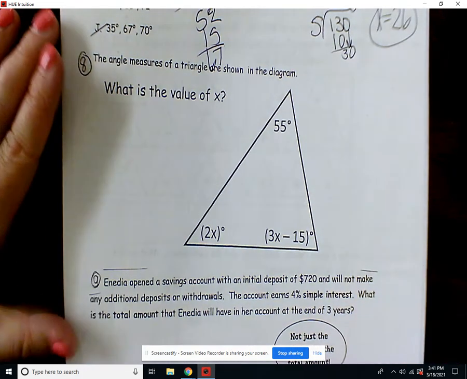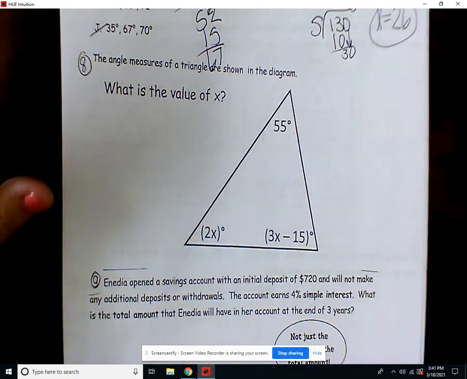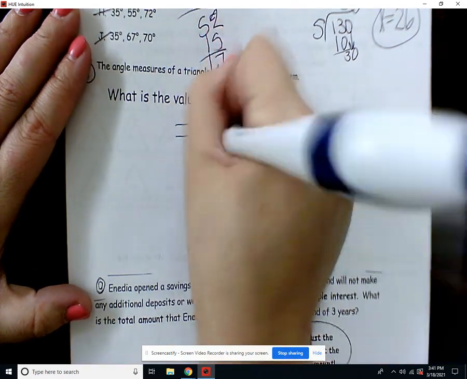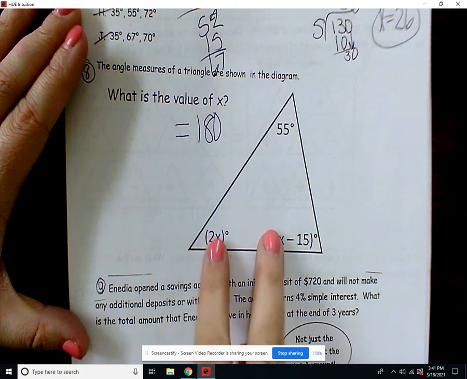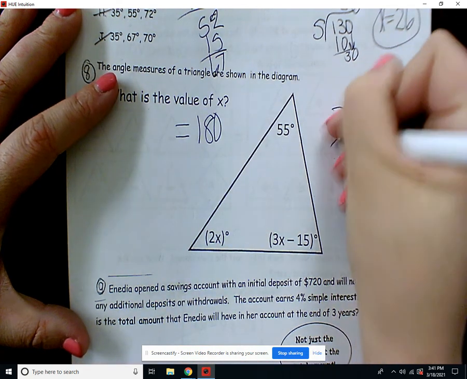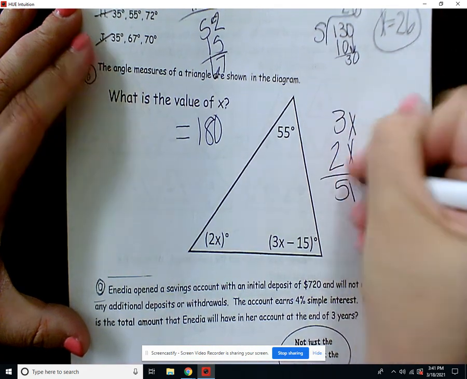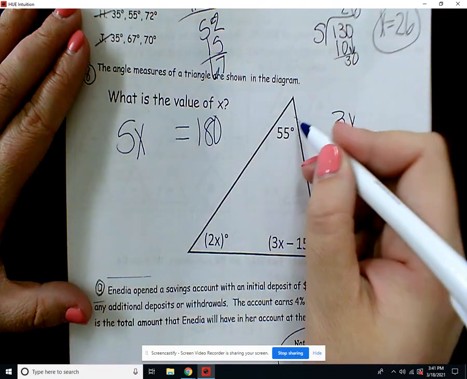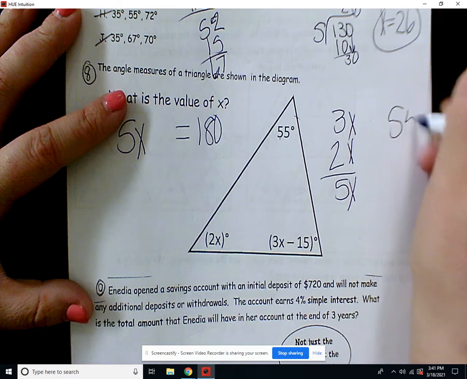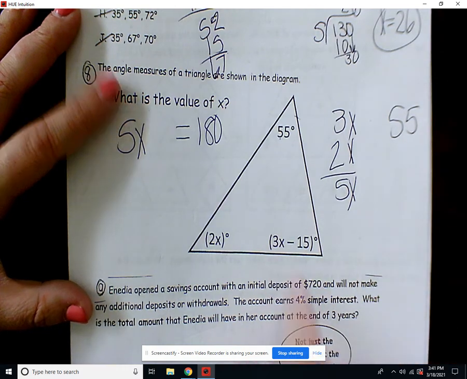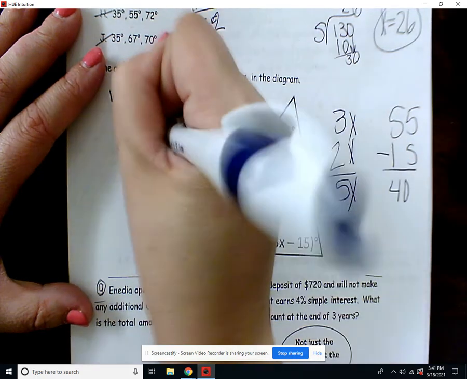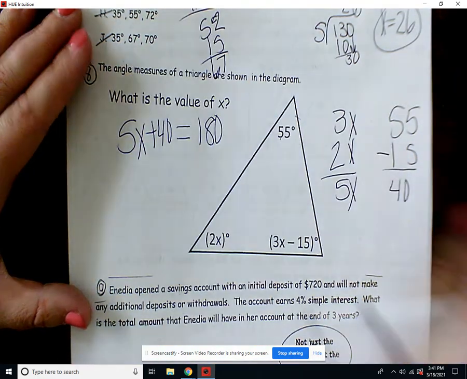Okay, 8, what is the value of x? So we just want to know what x is, not the angles. So again, a triangle equals 180. We add our x's, again, 3x, 2x, which makes 5x. And then we're going to add our numbers. We've got 55, which is positive. This time we've got a minus 15, so we will subtract them, which is 40. And that will be positive 40 because 55 is larger.